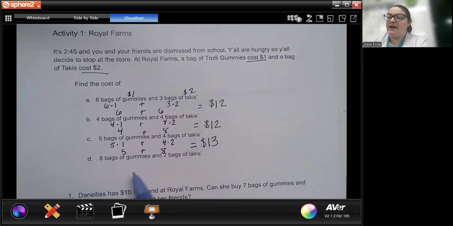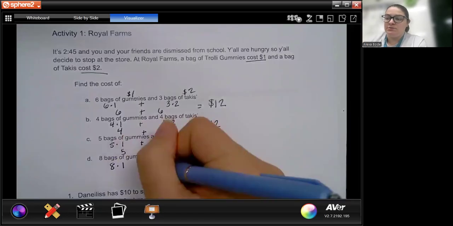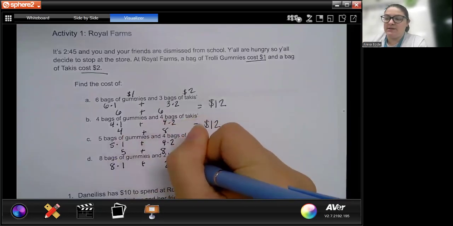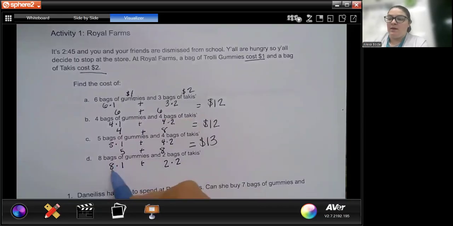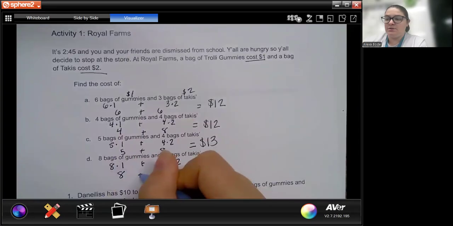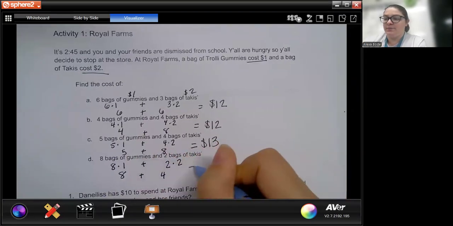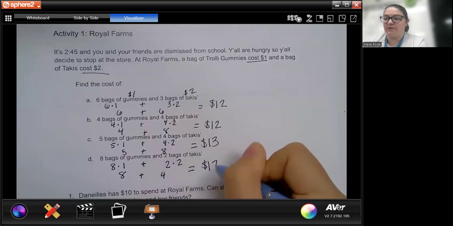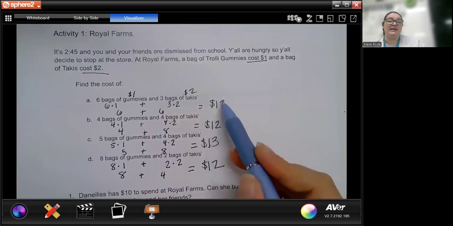And lastly, we have 8 bags of gummies and 2 bags of Takis. So 8 bags of gummies times $1 plus 2 bags of Takis times $2. 8 gummies at $1 is $8. 2 Takis at $2 is $4. Add those together, that is also $12. So this one here is the only one that does not equal 12.